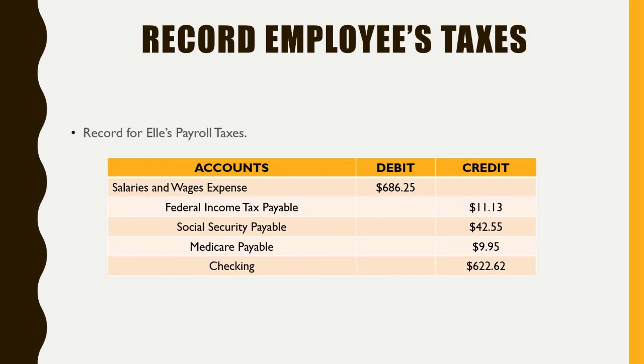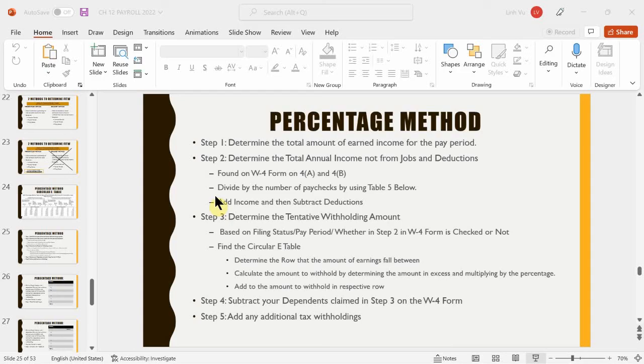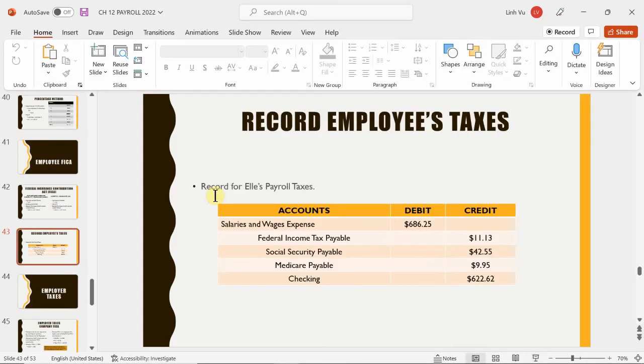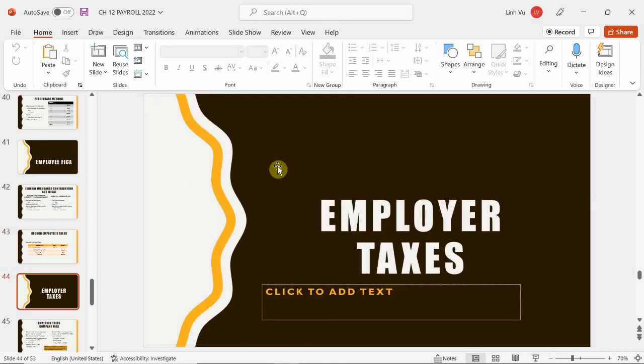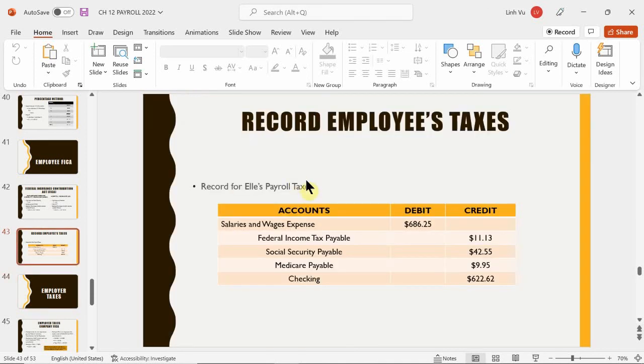Okay? So this is what you have to do to journalize a payment to an employee for the payroll period. Right? Any questions? That was a lot of explaining. And that's where we're stopping, because the next one is going to be employer taxes. Okay? Any questions so far?